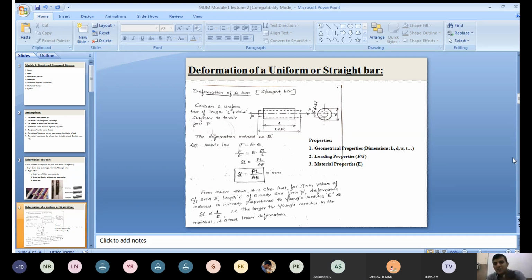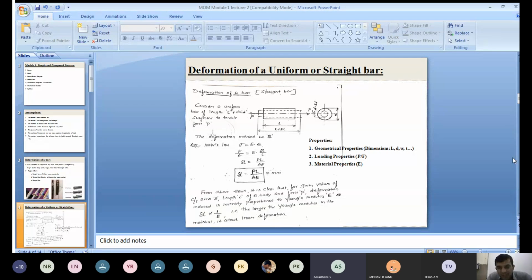If it is a rectangular cross section, the area is base into height. Half into base into height is for a triangle. Why is it 2? For a rectangular cross section, it is width into height only. Right? Yes, sir.